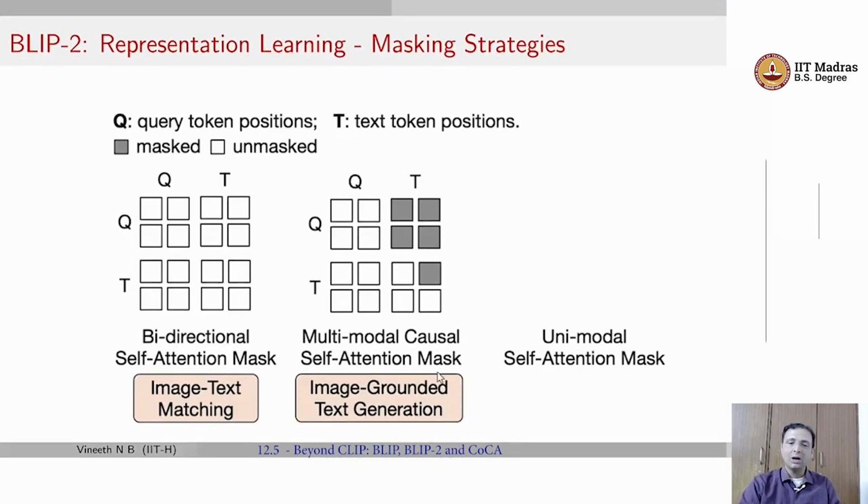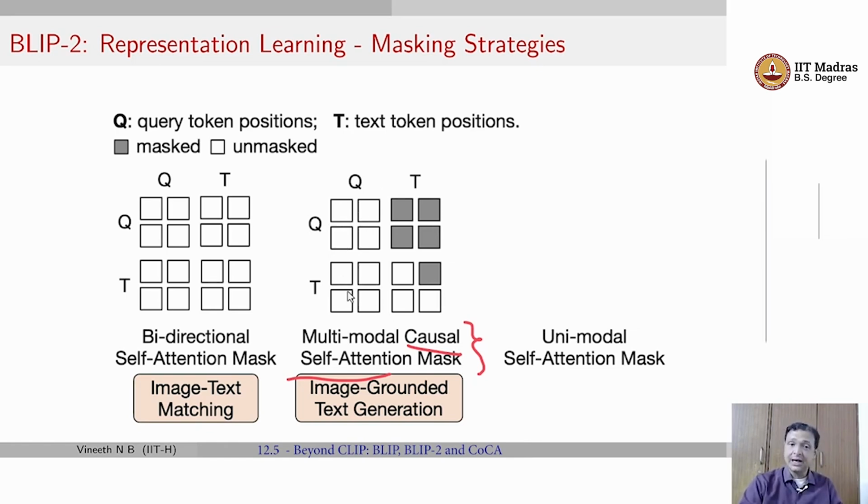Now coming to the second one, which is the multimodal causal self-attention mask. This is used for the image-grounded text generation task, where they use causal self-attention, which means the image can see previous image tokens because there is nothing causal.